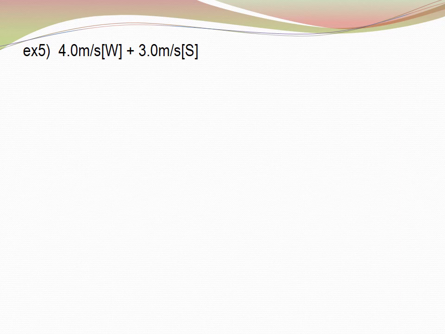So this tells me I'm going to go 4.0 meters per second west to start. At the end of that arrow where I'm now located, which is over here, right? I started here. I am now located right here. This is where I'm going to draw my next vector, which takes me 3.0 meters per second south.